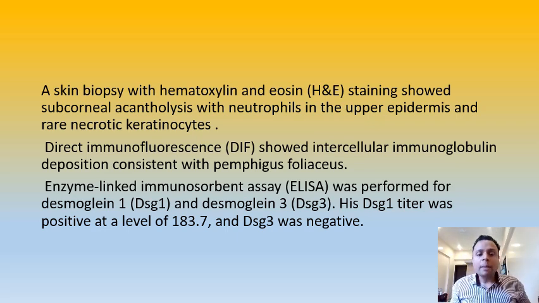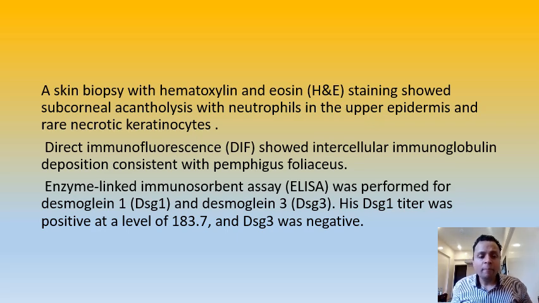Okay, so subcorneal acantholysis with neutrophils in the upper epidermis and rare necrotic keratinocytes. DIF, direct immunofluorescence, shows intercellular immunoglobulin. Consider, the chicken wire appearance will be there in Pemphigus vulgaris, but in Pemphigus foliaceus, it is only the upper part of the epidermis which will be showing the fluorescence. So they are classically mentioning intercellular immunoglobulin deposition consistent with Pemphigus foliaceus.